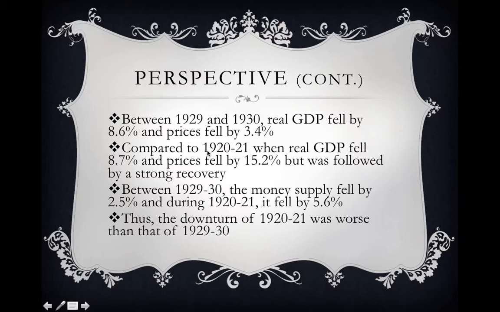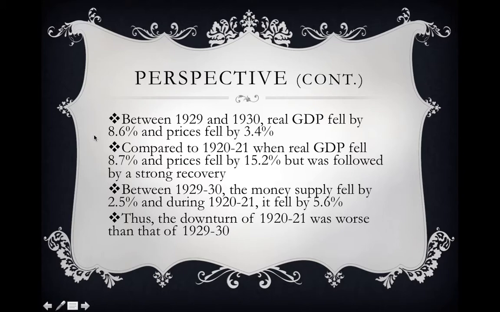And you can see in 1920, 1921, real GDP fell by an even greater amount than in 1929, 1930, and prices fell even further, 15.2% deflation. The difference was that even though this was a steeper downturn in 1920-21, there was a very strong recovery. We actually had what is referred to as the Roaring 20s. There was a dramatic, sustained increase in GDP and an increase in the quality of life from 1921 to 1929.